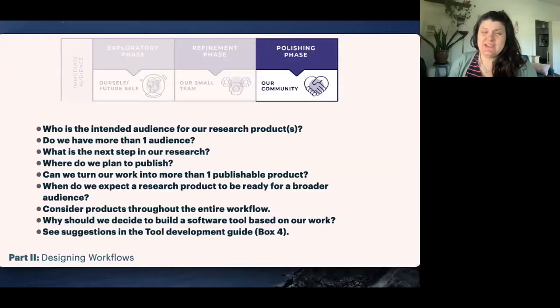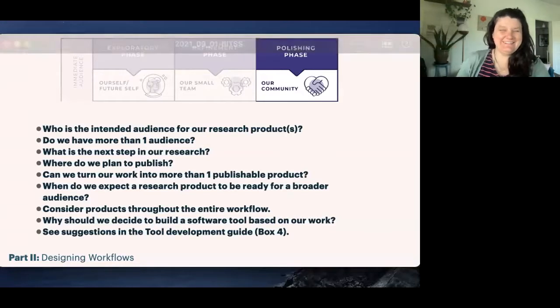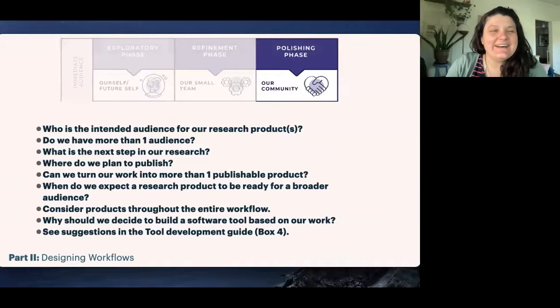Why should you decide to build software tools? I'm not going to go into this a lot in this talk, but you should see box 4. Oh, okay. I thought it ended at, oh, okay, good. Okay, I'm going to slow down a little bit then. I just got a note that I have more time. I thought that we ended at the hour.